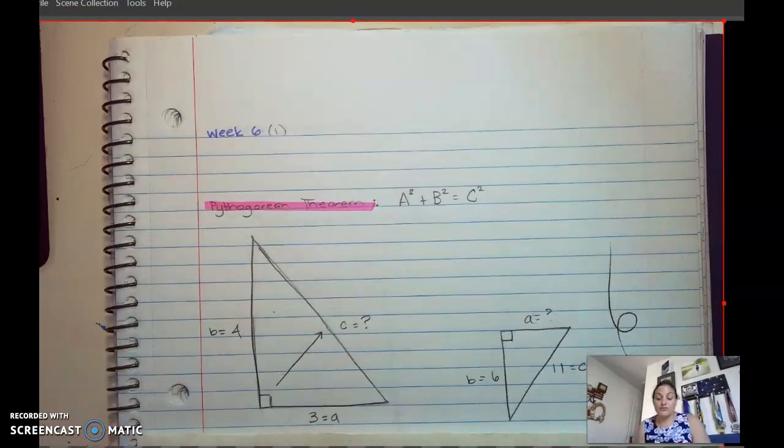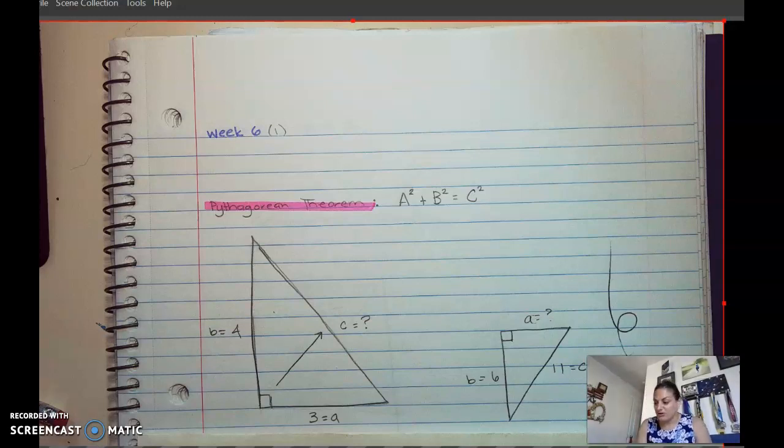All right, so what we're going to learn this week, and these are going to help you with the two IXLs today, which is going to be Wednesday. Posting it Tuesday, so you guys have an extra day to work on the two IXLs. This should be a review for you. It's called the Pythagorean theorem.